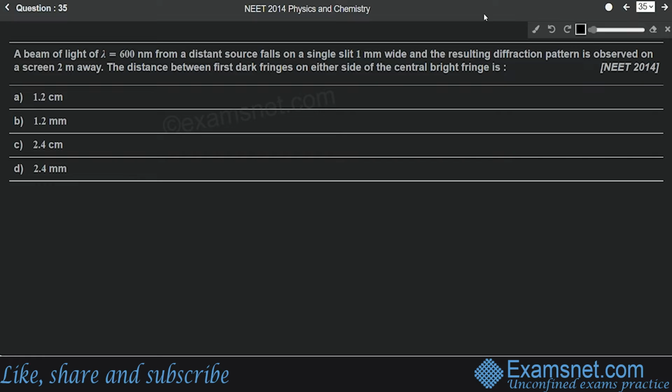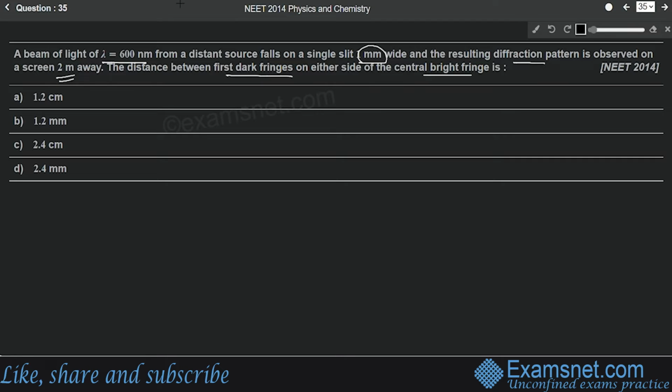Question number 35 is from the chapter Wave Optics, and the question is, a beam of light of lambda equal to 600 nanometer from a distant source falls on a single slit 1 millimeter wide, and the resulting diffraction pattern is observed on a screen 2 meter away. The distance between the first dark fringes on either side of the central bright fringe is.